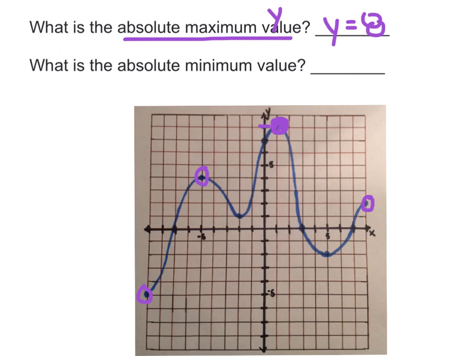Now as far as my absolute minimum value, I'm going to take my two relative minimums, compare them to my two endpoints, and pick the lowest point of those four. I think my grand champion is right down here at x equals negative 9, but again I'm looking at the y coordinate, which is going to be negative 5, so y equals negative 5 is the absolute minimum value.